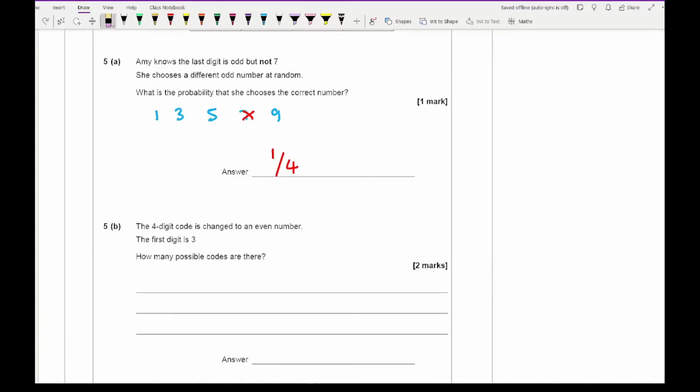Now moving on to question B, it says the 4-digit code is changed to an even number. The first digit is 3. How many possible codes are there? Now if it is an even number, basically it means that it's going to end either 0, 2, 4, 6 or 8. So looking at this in terms of the second number, well, there's 10 possible numbers that could be. There's 10 possible numbers that the third digit could be, and there's only 5 possible numbers that the last digit could be. So if I do 10 times 10 times 5, gives me an answer of 500.